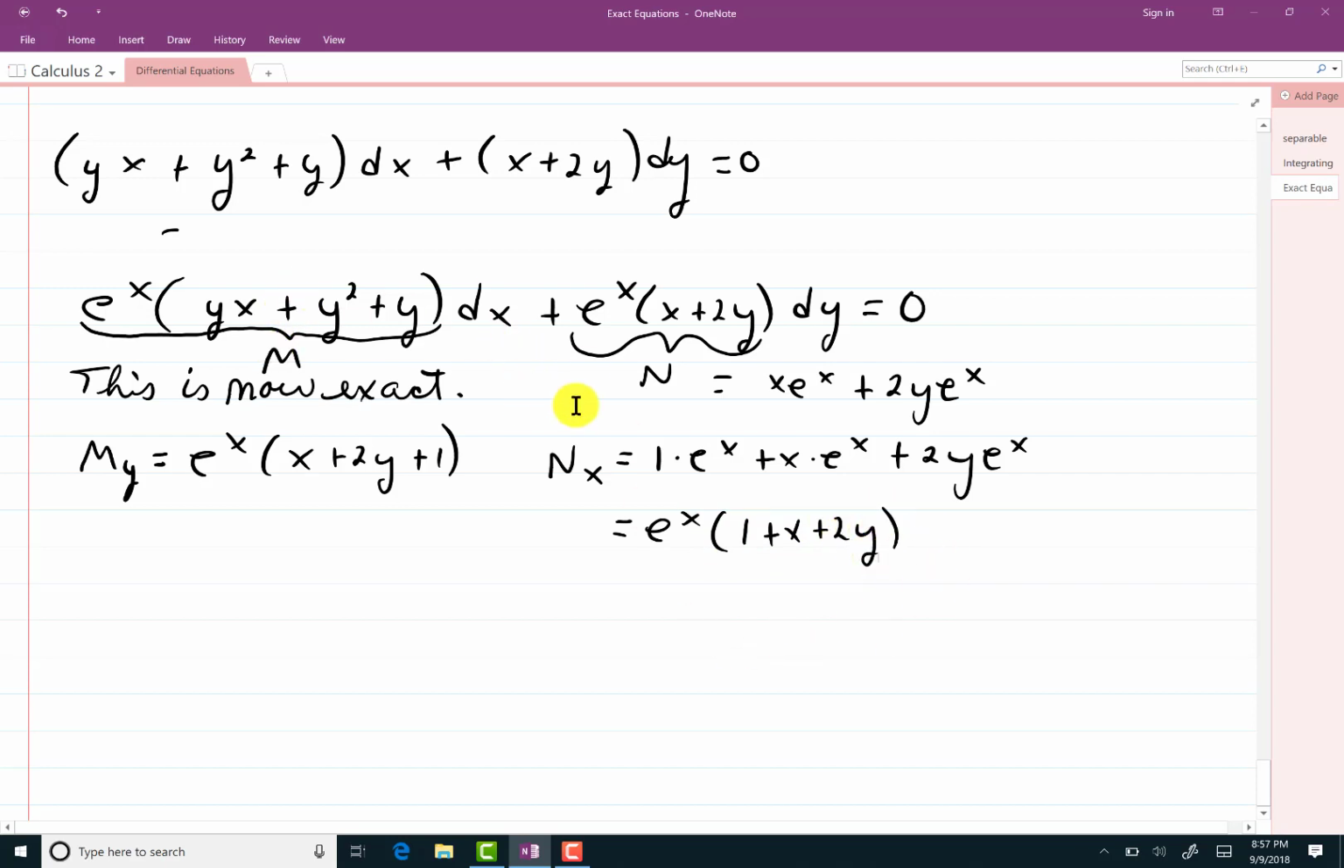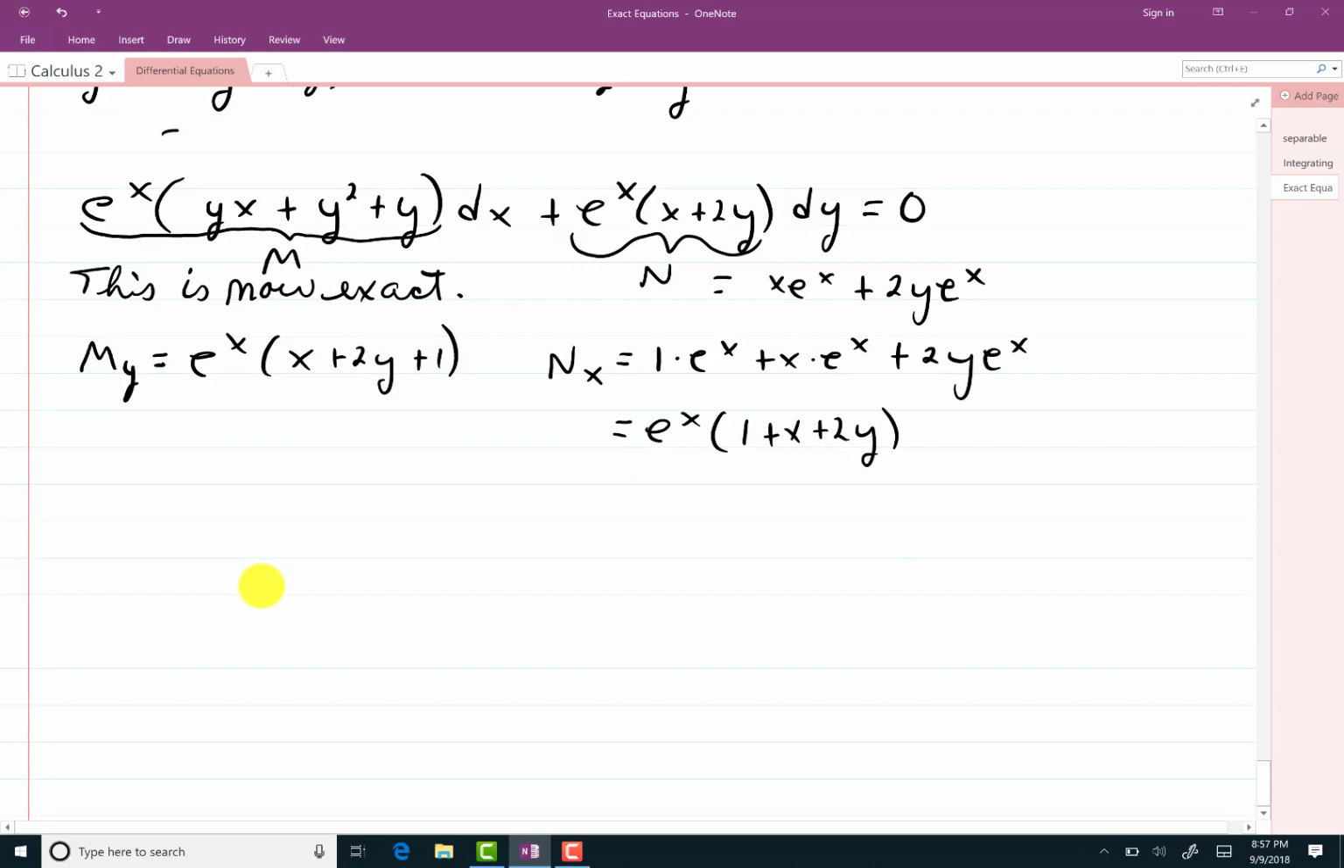So with some manipulation, we got this to work. I am going to leave the solution to you now. Just integrate straight across, and the answer that you should get when all is said and done will be as simple as this: e to the x times (xy + y squared) equals a constant.